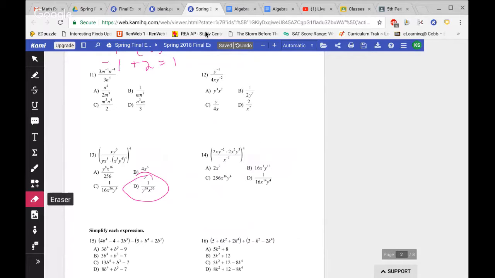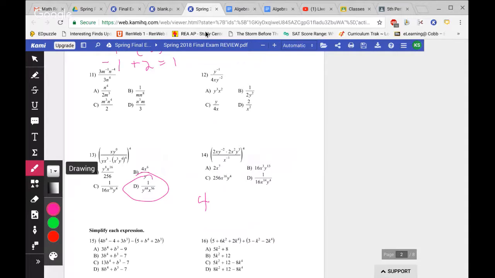All right. On this, you want to distribute that 4 to everything inside the parentheses. But maybe what we might want to do is actually work the top of the fraction bar first. Okay? So we'll do that grouping first. So 2 times 2 is 4. And then we've got an x to the first times an x to the second. So we add those exponents. That's going to be x to the third. And then we've got a negative 2 and a positive 3. That's going to be y to the first. All over x to the negative 1 raised to the fourth. Okay?